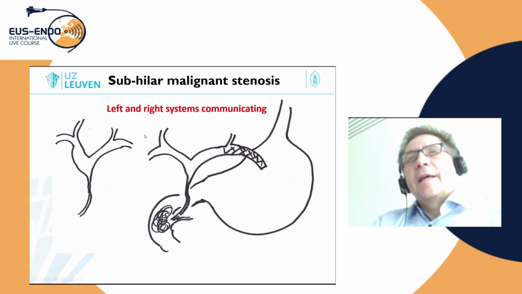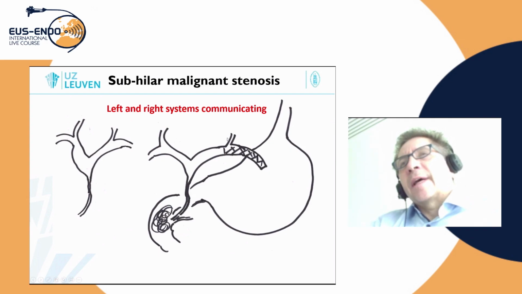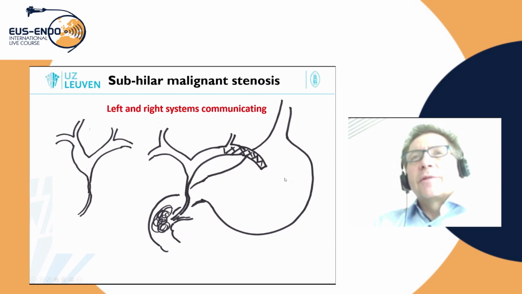And in this case, it may be quite interesting if we would consider drainage of bile away from the primary tumor towards the stomach, because these stents will be far less likely to occlude, given the fact that we are draining away from the tumor by connecting the dilated left system to the stomach.